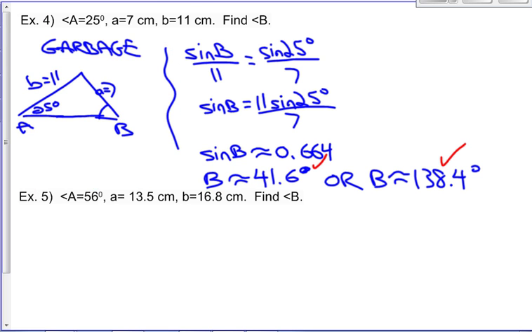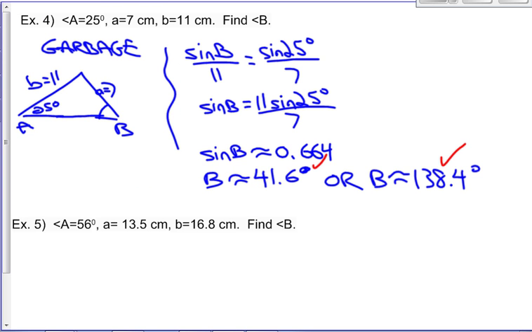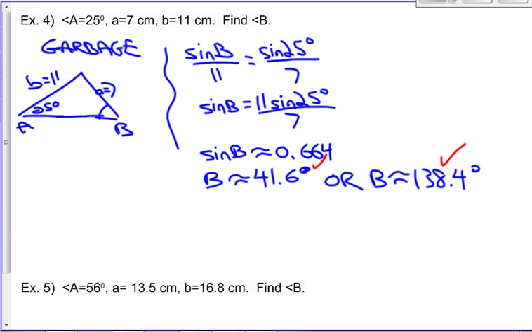Now, they result in the triangle being drawn different ways. So if I had the 41.6, I'd have a 25 degrees here. I'd have a 41.6 here. If it were the other one, I'd have a 25 degrees here. And then I'd have a giant 138.4 angle right here at B. But they're both triangles that satisfy those initial conditions. So I checked them, and they're both OK, because they didn't exceed 180.